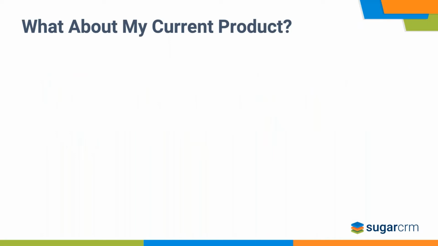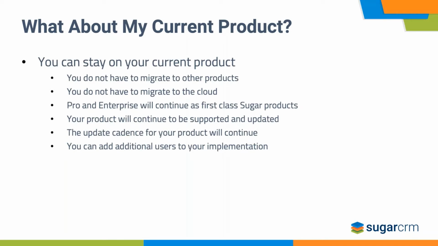So what does that mean to you on your current product? So first thing, the first rule of this really is that there are no changes for you if you don't want them to be. You can stay on your current product. If you're on Pro or Enterprise today, you are not going to be migrated to other products. You don't have to migrate to the cloud if you're on premise. Pro and Enterprise are going to continue as first-class Sugar products. And by first class, what I mean is that they'll continue to be supported. They'll get regular product updates that will continue on exactly the same cadence that they had before. And you will be able to add additional users to your implementation.